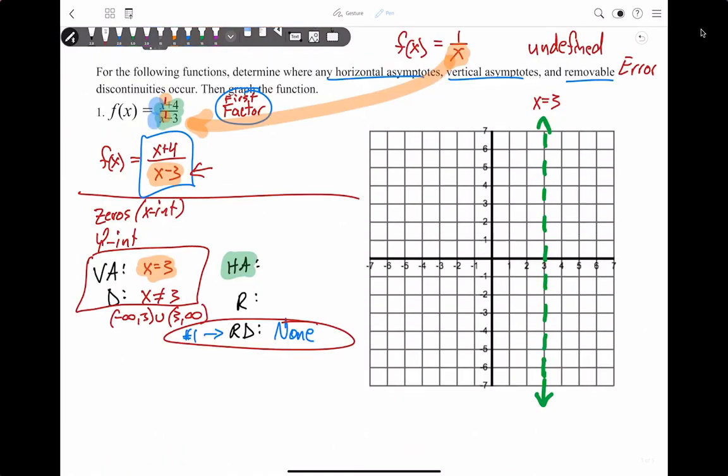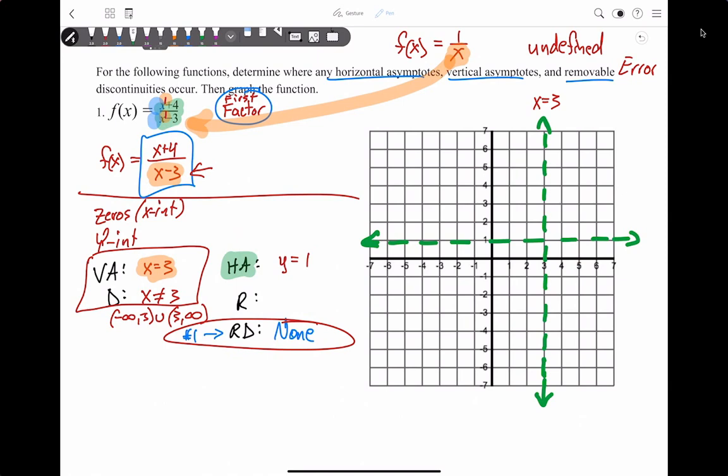So this is 1 over 1, so we're going to say y is equal to 1. Let me go ahead and write that in or draw that. Y equals 1 is this horizontal line that the graph will approach at positive and negative infinity, but not hit.